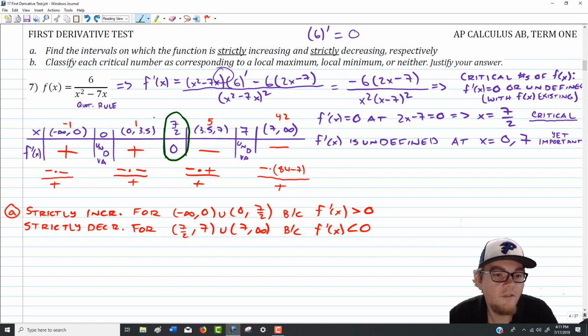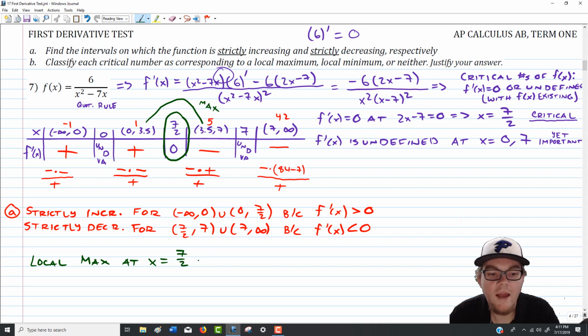So looking here at 7/2, we go from positive slope so that f is increasing to negative slope so that f is decreasing. That looks like a relative max. So with those pieces in place, all we can say is that we have a relative, I'll write local this time, we have a local max at x equals 7/2, or 3.5.